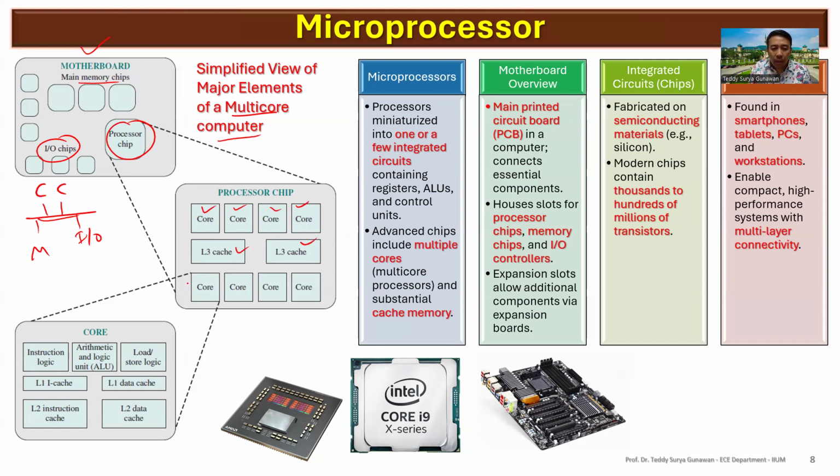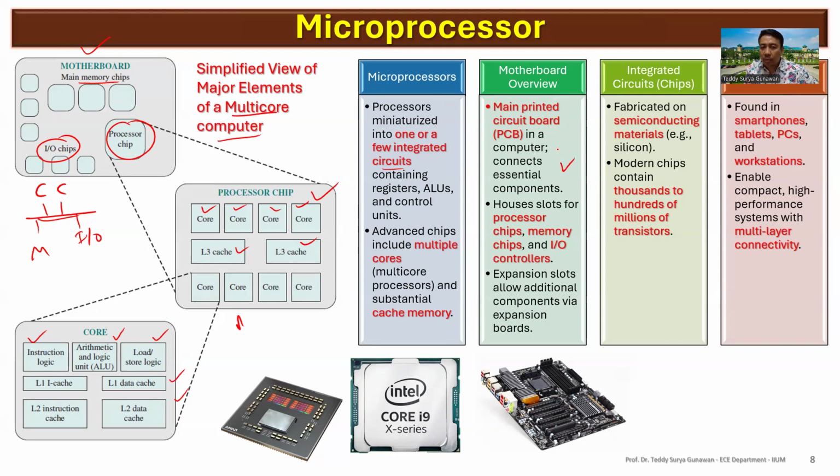Each core has its own instruction logic, arithmetic and logic unit, load and store logic, and L1 and L2 cache. As you can see, this is 8 cores, for example, which have L1 and L2, and L3 can be shared among the cores. So the processor is miniaturized into one or a few integrated circuits containing registers, ALUs, and control units. The advanced chip can contain multiple cores with cache memory. The motherboard is normally made of multiple layers.